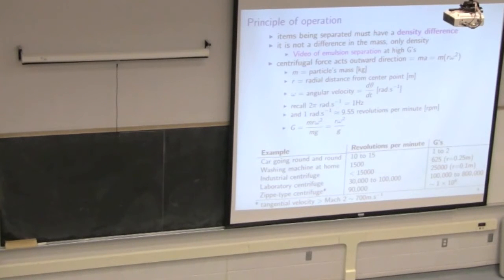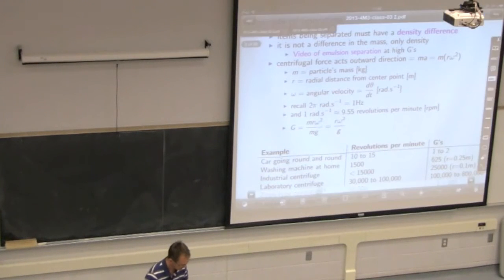Let's discuss the principle behind centrifugal separations. As I've mentioned twice now, the density difference is the key. It's not the fact that we've got a solid in a liquid, or the particle size, that's causing the separation. It's the fact that we've got two materials of different densities in there that's causing the separation. So it's not based on mass only. One way to see that is if you consider emulsions, like we mentioned mayonnaise.